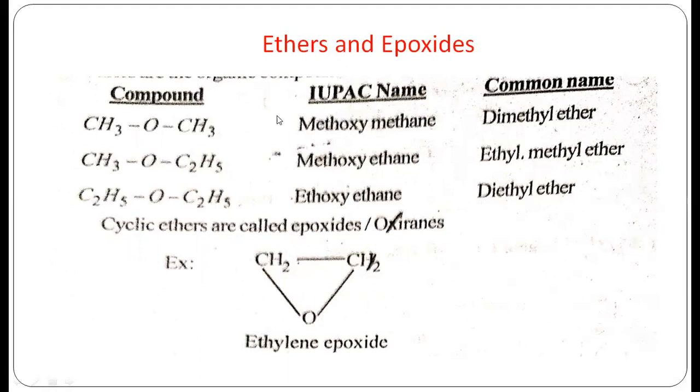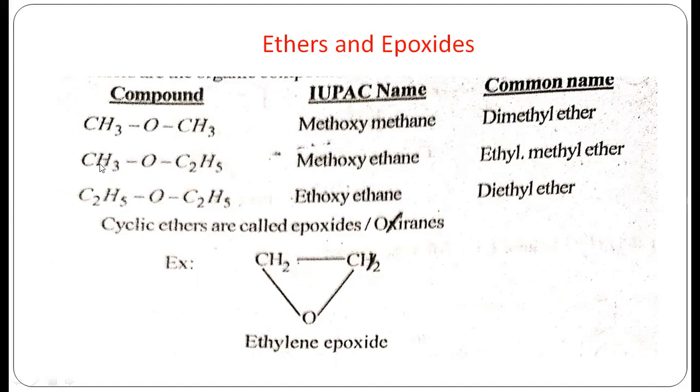For the IUPAC nomenclature, we have to write one of the alkyl groups which is directly connected to the oxygen, so here we say methoxy. Then the remaining one carbon we can say methane. For another compound, whenever two different substituents are present on the oxygen, we have to write them in alphabetical order. This is the ethyl substituent, this is the methyl substituent. The letter E comes first, so we write ethyl, methyl, then ether. This linkage is called the ether linkage.